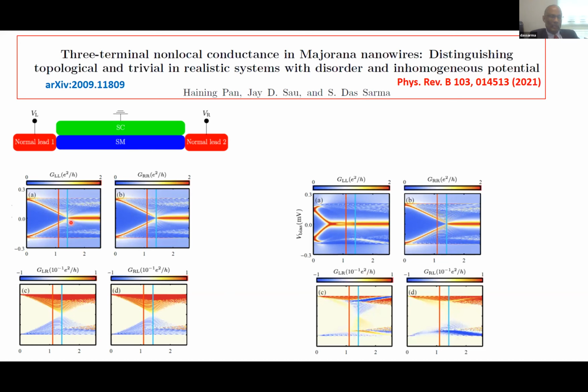What is the advantage? Then you're going to see the zero bias peak in your diagonal conductance. This is from left to left, right to right. But then when you do left to right or right to left, you do not see the zero bias peak, but you see the gap. So in a single experiment, you'll see both the zero bias peak and the gap. And once you do that, Sankar Das Sarma will give you the award that you saw Majorana.